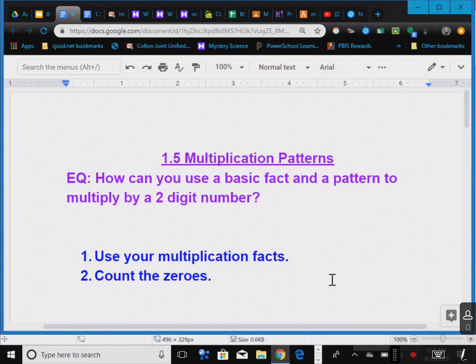The steps that you're going to need to write down, which you might as well do right now, is use your multiplication facts and count the zeros. We'll talk about those steps. There's really no terms or definitions. There's only examples. So we're going to go ahead and get to the examples.